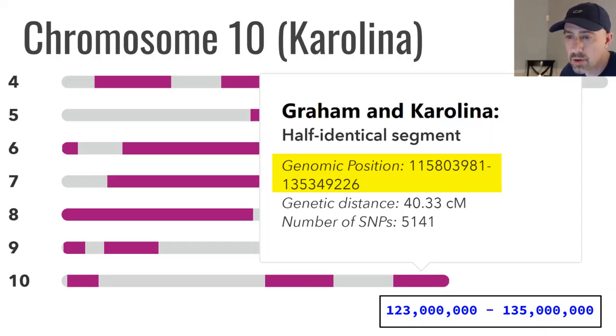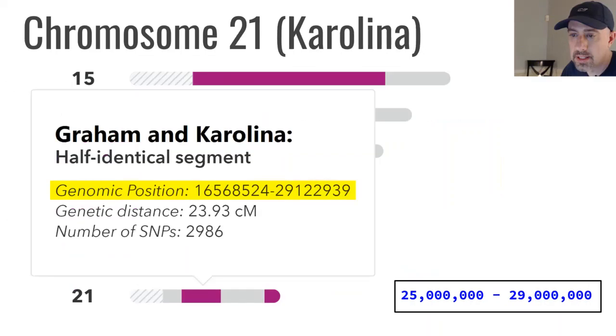And then on chromosome 10, we see the pattern repeat. Again, we see Graham and Karolina sharing DNA where visual triangulation predicted that they would share DNA. And finally, on chromosome 21, again, the predictions that we came up with as a result of our visual phasing, as a result of our visual triangulation comparisons, it looks good here too.